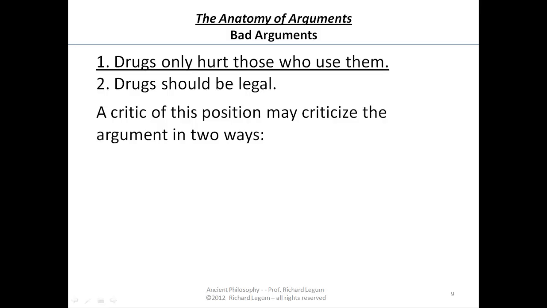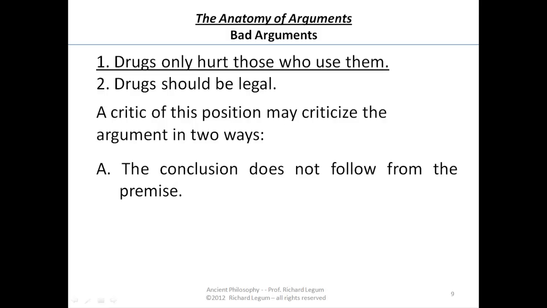Well, think about the drugs that right now are illegal. Let's say it's marijuana, heroin, cocaine, all of those bad drugs. Let's assume that that's what I'm talking about for drugs. I want to restrict our discussion to that. But in looking at the two ways of criticizing it, we can see that the critic can say two things.